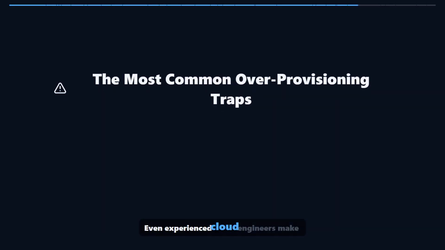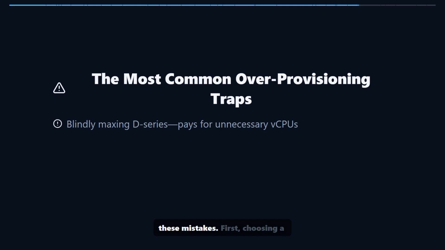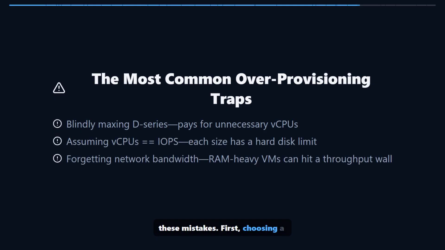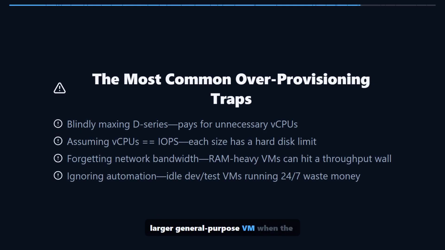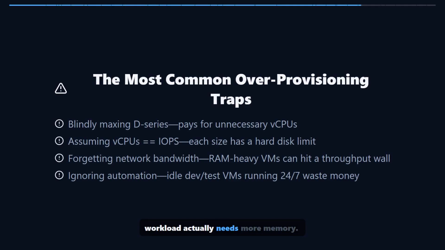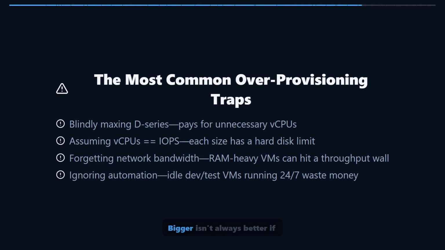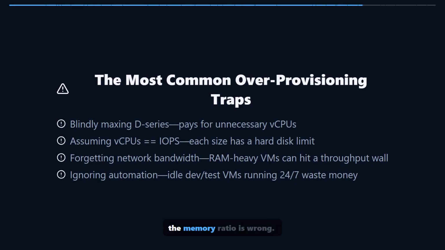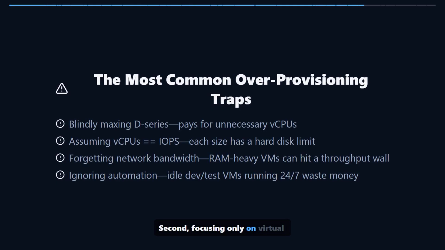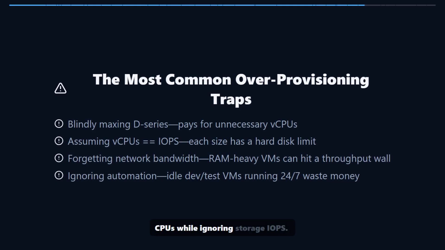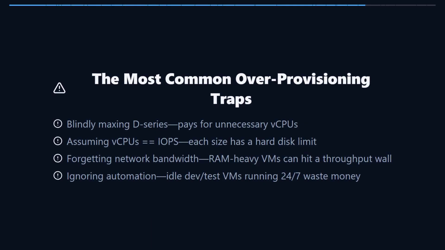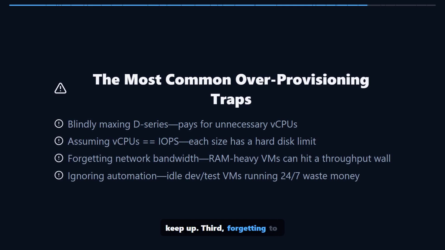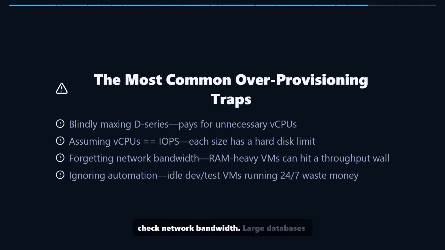Even experienced cloud engineers make these mistakes. First, choosing a larger general-purpose VM when the workload actually needs more memory. Bigger isn't always better if the memory ratio is wrong. Second, focusing only on virtual CPUs while ignoring storage IOPS. Your processors may be waiting for disks that simply can't keep up. Third, forgetting to check network bandwidth.